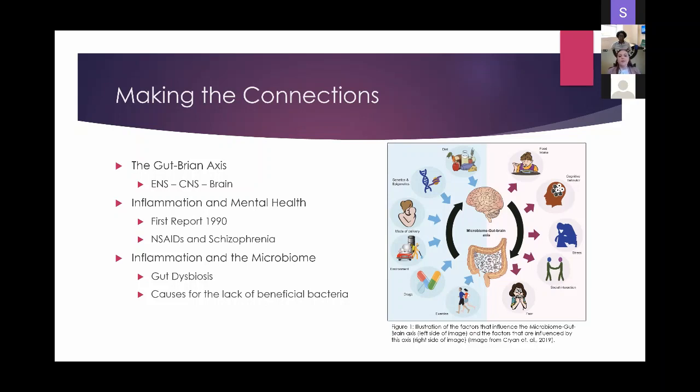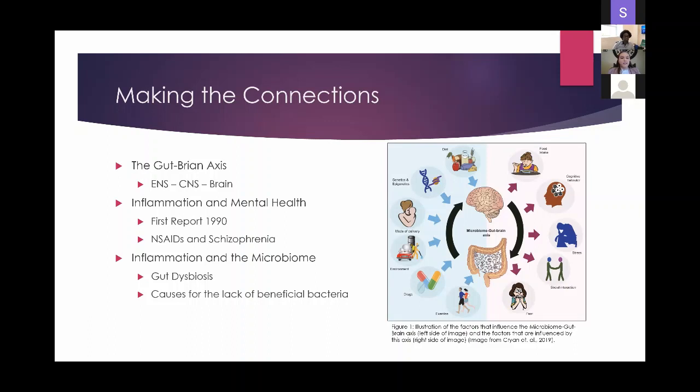And so the first indications of this were with inflammation and mental health. The first reports of this were in 1990, and they saw that an increase in the severity of anxiety and depression was associated with an increase in inflammation as well. But they were not really sure which one caused the other.